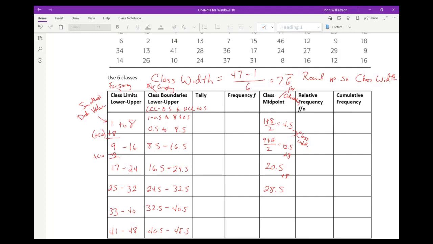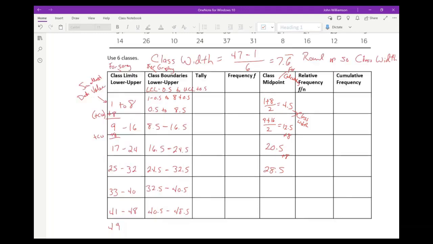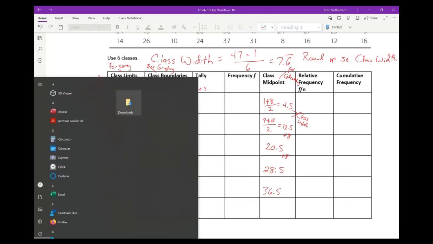It just falls out from the way we set up these classes. Makes sense, right? If each of these classes are the same width, which we designed them to be, then their middles are going to be the same width apart, right? And so on down, right? So 28.5, 36.5, and 44.5.